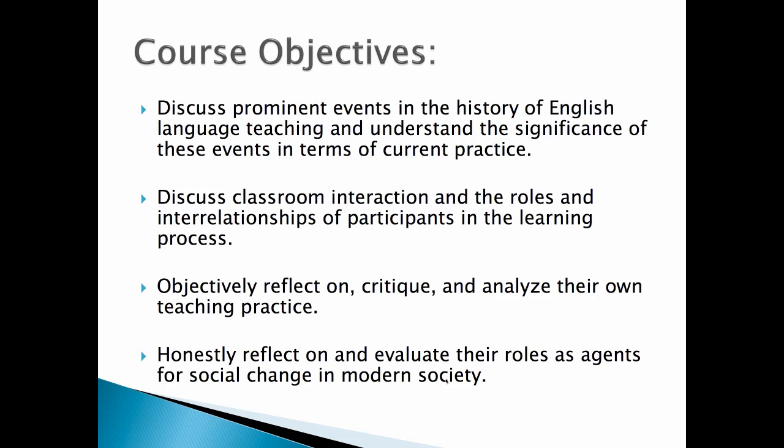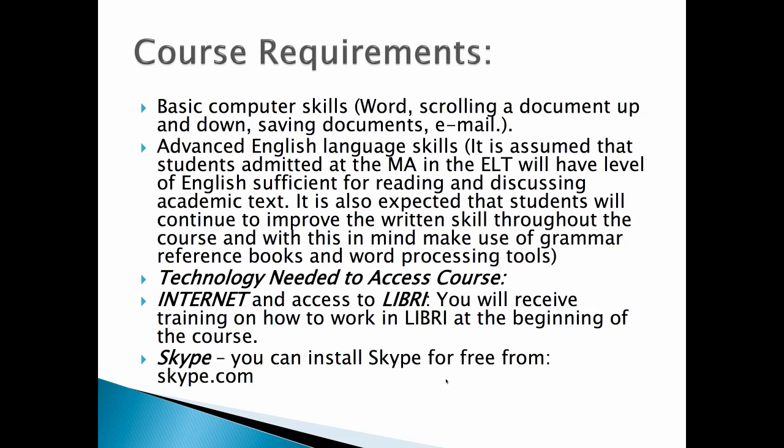You should honestly reflect on and evaluate your role as an agent for social change in modern society. This is not a lofty objective, but it's quite an ambitious one. And we'll touch on this quite a lot. It's rather controversial, but I think it's important that you see yourself, no matter what you do in your life, as having an effect on others and as somehow indicating, reflecting your own views on society and how society should develop. The course requirements.